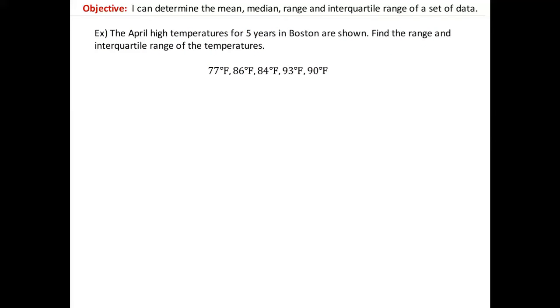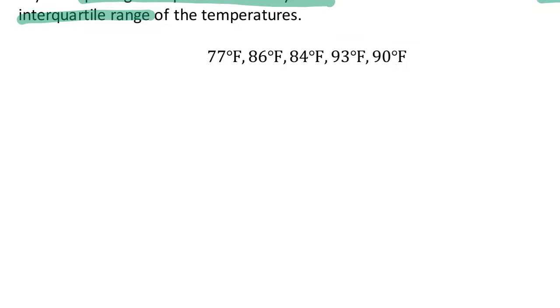So if we look at our first example here, it says we have the April high temperatures for 5 years in the Boston area. We're supposed to find the range and interquartile range for the temperatures this time. I'm not sure if you need to copy any of the values. Is it all there for you guys? Yes? Okay. So 77 degrees Fahrenheit, 86 degrees Fahrenheit, 84, and so forth.